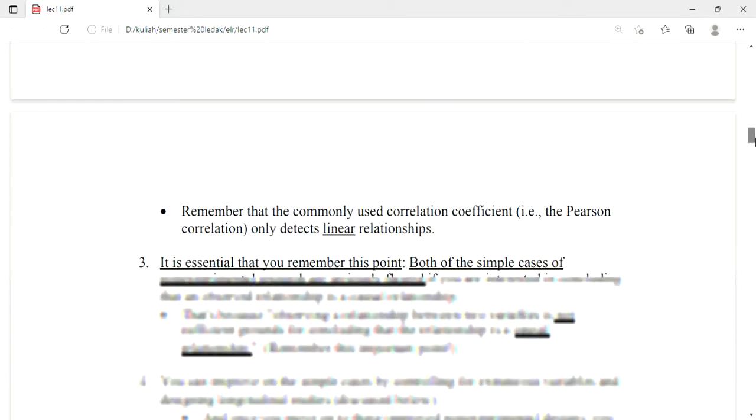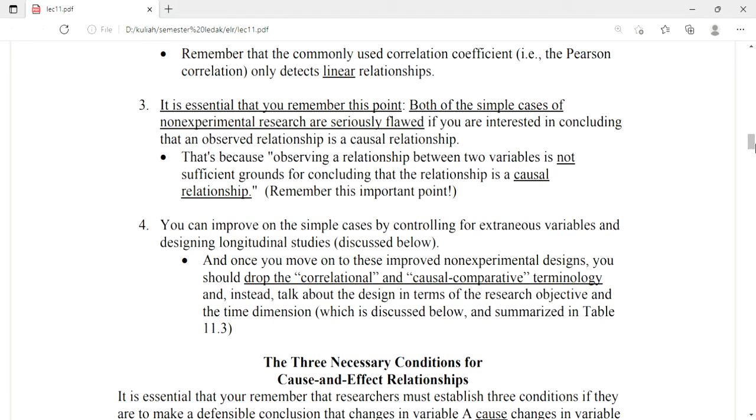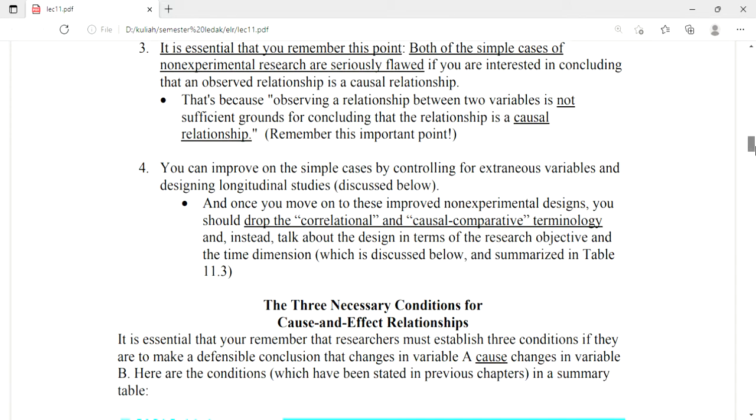And then it is essential that you remember this point. Both of the simple cases of non-experimental research are seriously flawed atau masih belum sempurna, if you are interested in concluding that an observed relationship is a causal relationship. And the fourth is you can improve on the simple cases by controlling for extraneous variables and designing longitudinal studies.